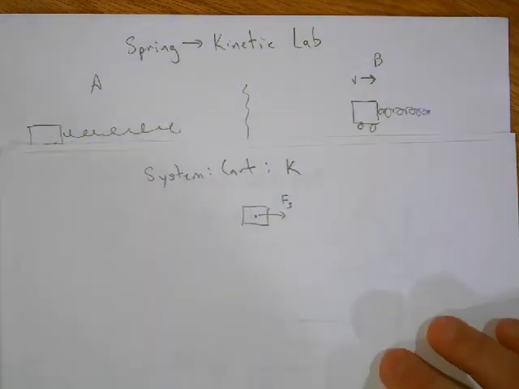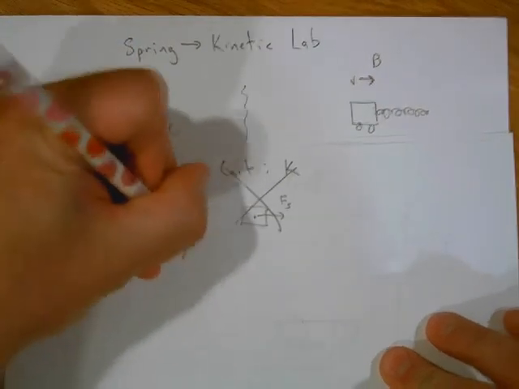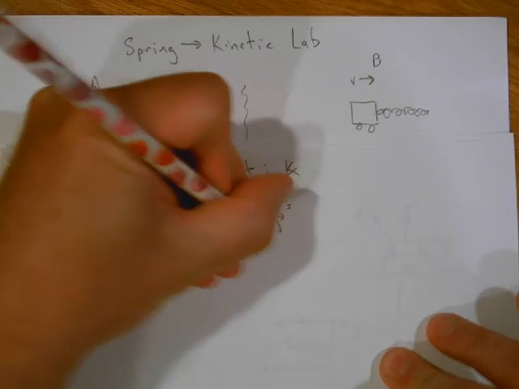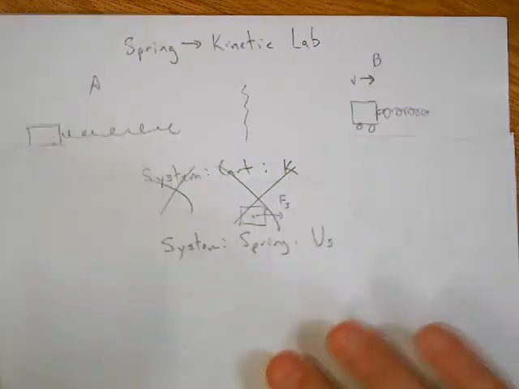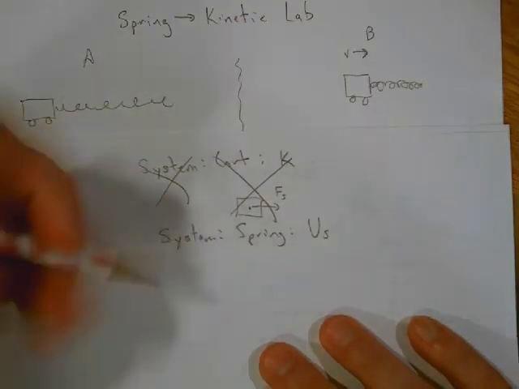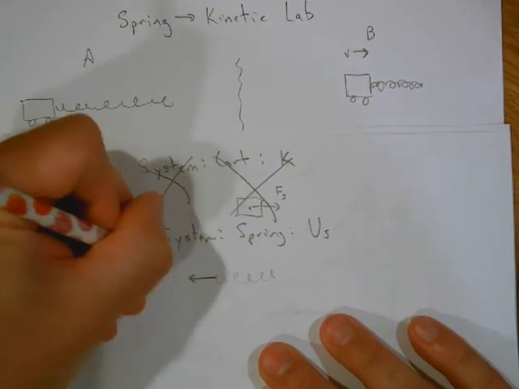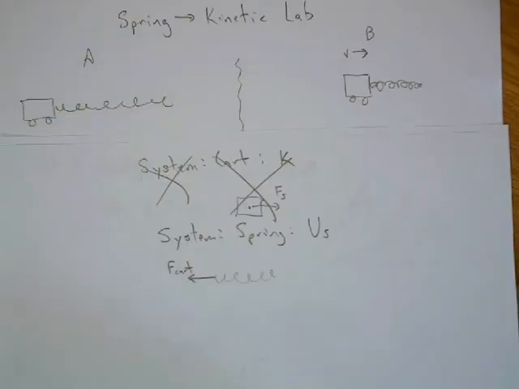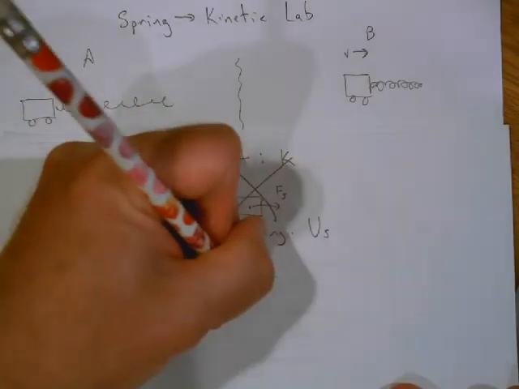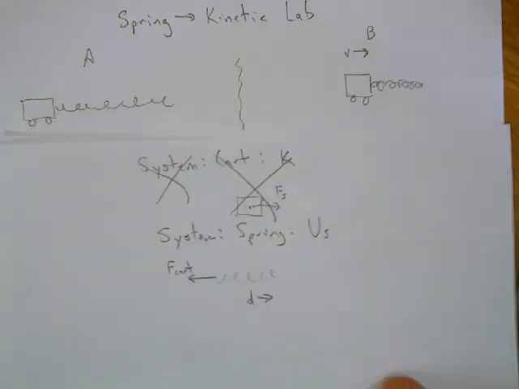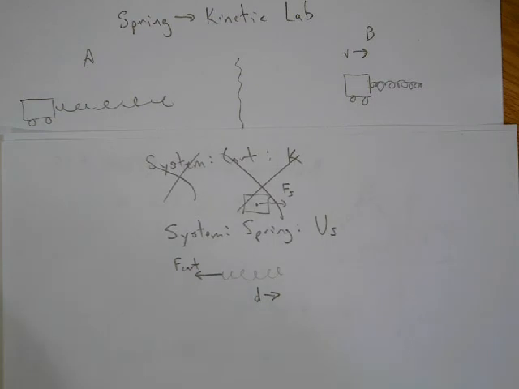Now let's do one where our system is just the spring. If our system is just the spring, what do we have acting? It's just US. What force is acting on the spring going from A to B? There's my spring, and I have a force from the cart going that way, because the cart's attached on that side. But remember, the spring is moving this way. If it's moving this way and the force is that way, that's going to be negative work.